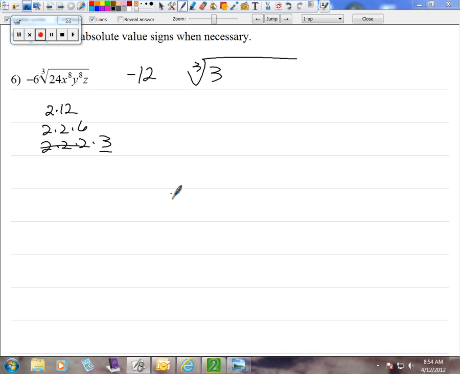Then you just do the variables like we did the others. What's going to be on the outside for the x? 3 goes into 8 twice, doesn't it? So we take out an x squared. How many left? 2. Same thing happens for the y, doesn't it? Can we take 3 into the first power? No. So the z stays in.